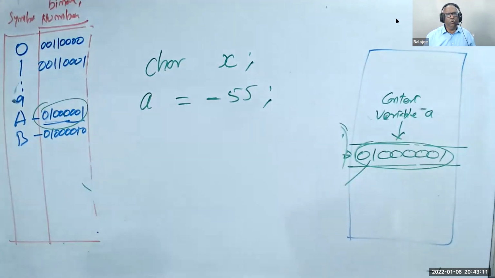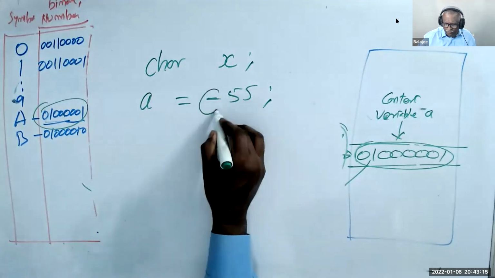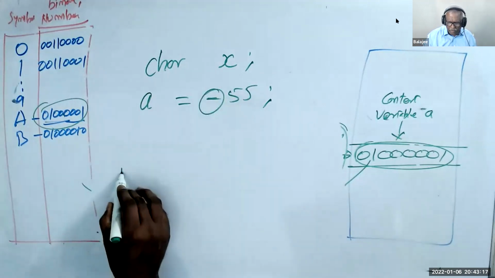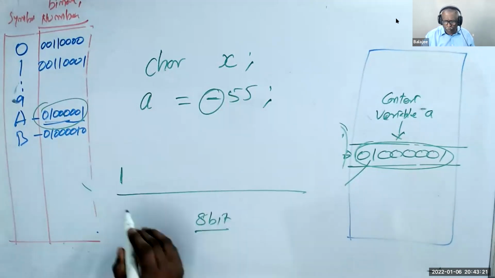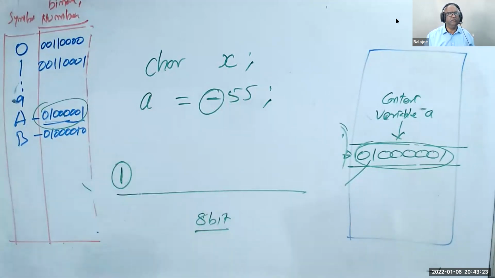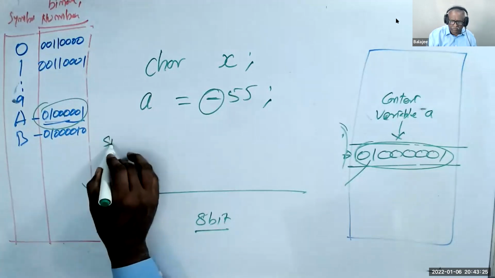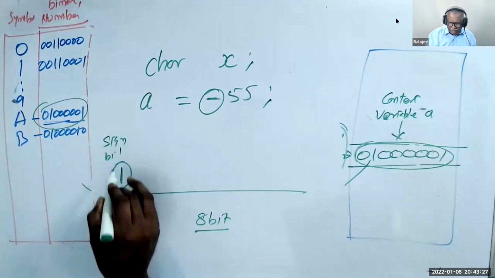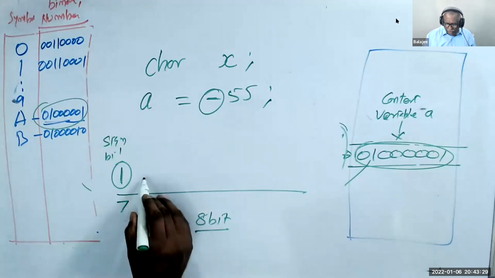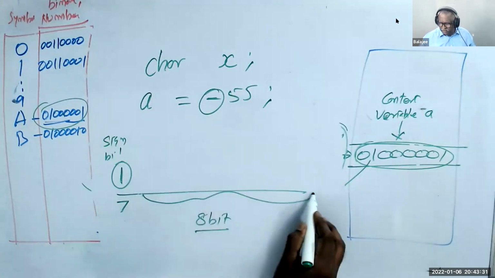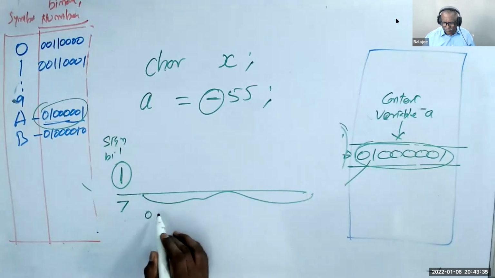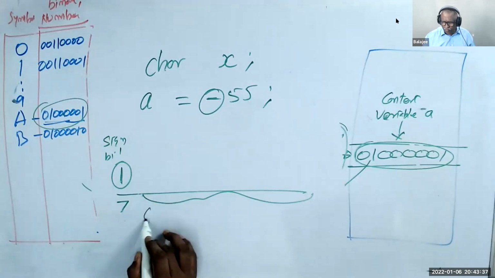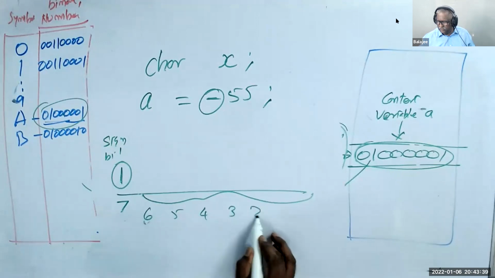What this compiler will do, it will take the negative and put 1 here as a sign bit, out of 8 bits. You put 1 here. This is a sign bit, that is bit number 7. Now your actual number will go in only how many bits? 7 bits: 6, 5, 4, 3, 2, 1, 0.